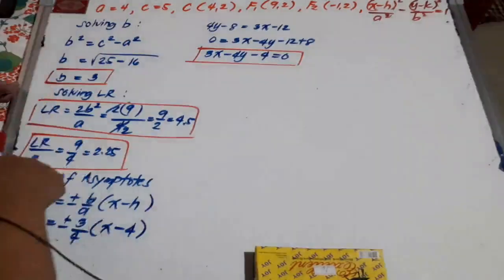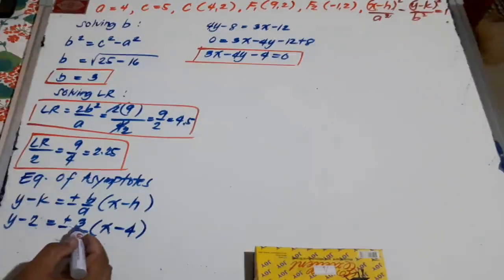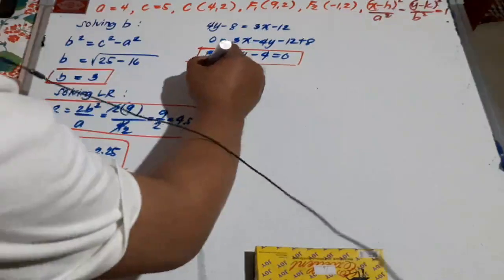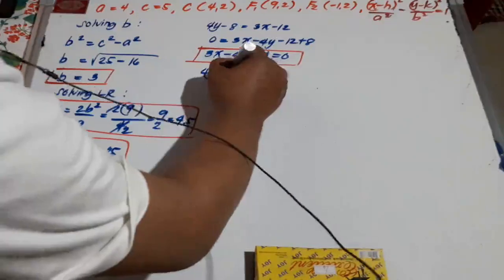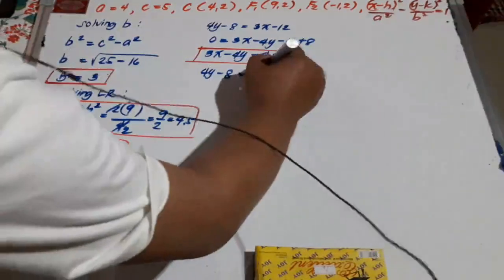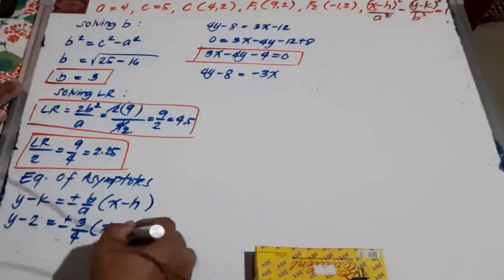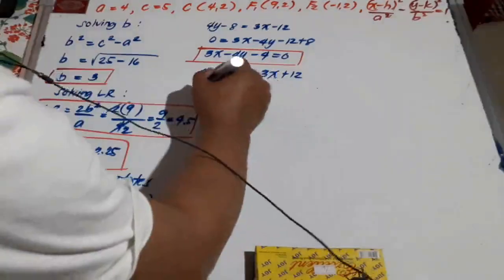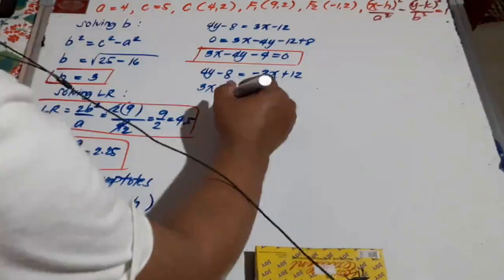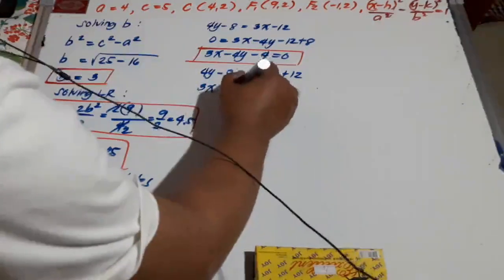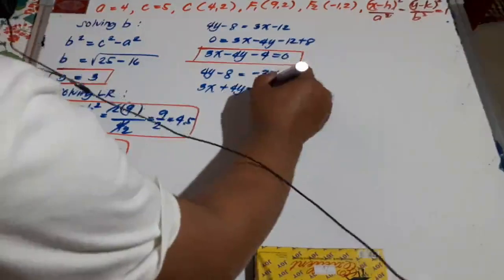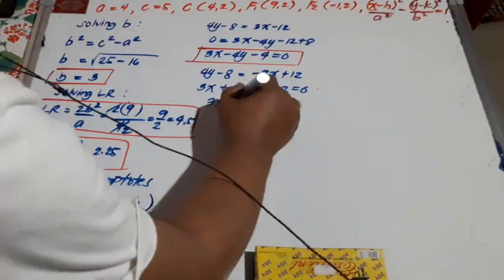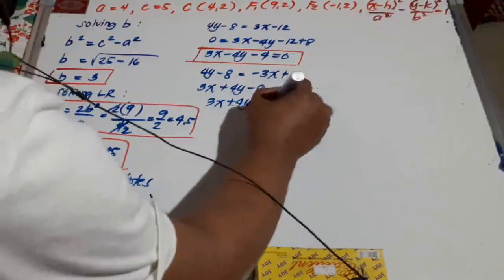The second equation can be obtained if 3 is negative. So, I cross multiply 4 again. That will be 4y minus 8. That will become negative 3x and positive 12. Ito na lang i-transpose ko. That will be 3x plus 4y minus 8 minus 12 equals 0. Therefore, the equation is 3x plus 4y minus 20 equals 0.